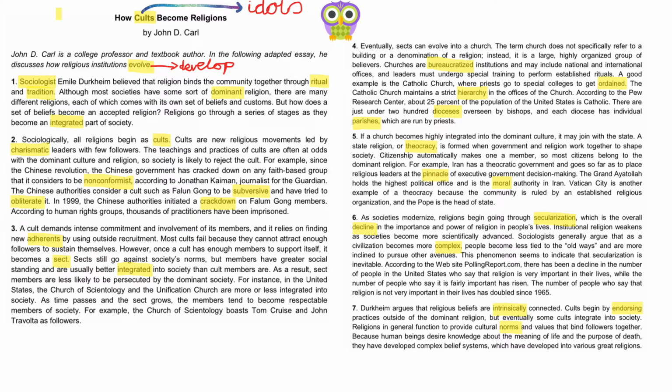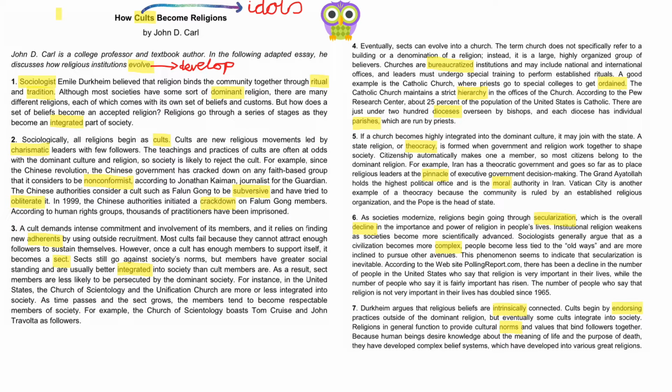And paragraph 7, intrinsically connected. Durkheim argues that religious beliefs are intrinsically connected. It's almost like a societal fabric that is woven together. Okay? The societal fabric pulled together by one or common beliefs, religious beliefs. Maybe they come together for a reason, but they are that connected. And those beliefs or the belief systems pull them together.